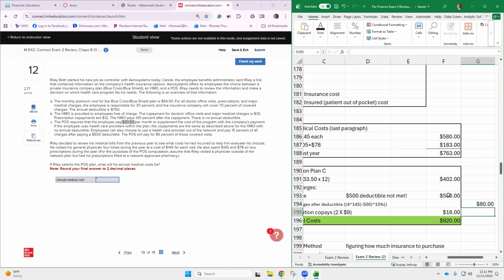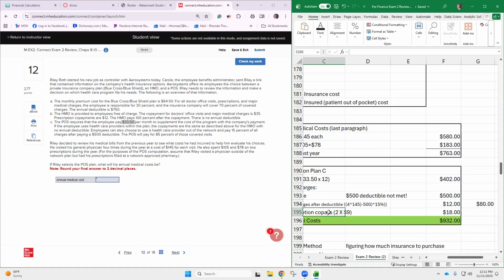I'm going to go around to each one of you and ask in a minute. All right, so let me finish. Now I'm going to take 15% of this extra $80 past the deductible. So I'm going to take $80 times 0.15. So he has to pay $12.